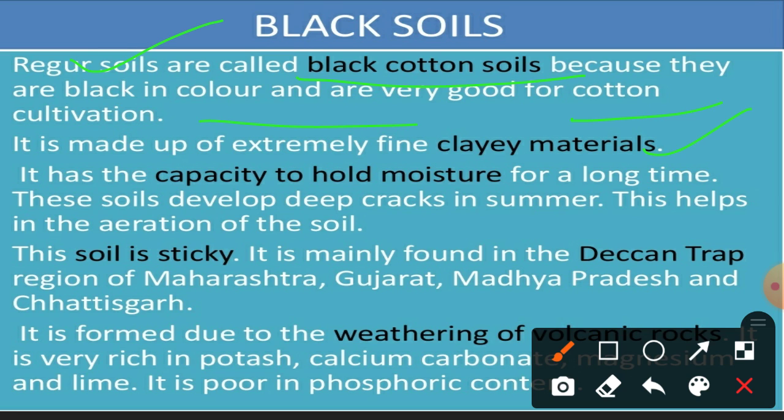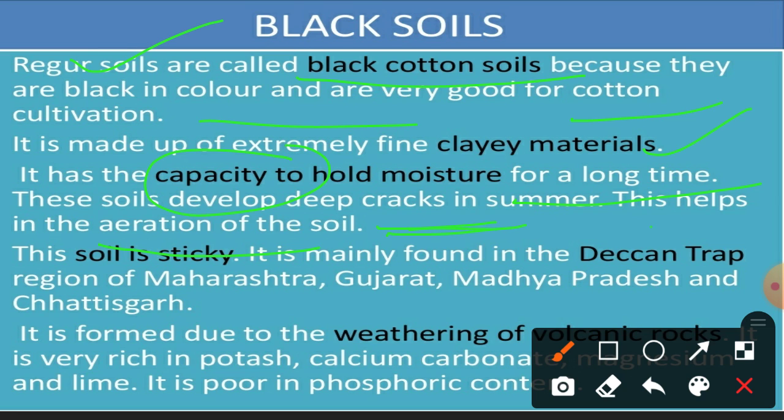So because of the clay material it holds too much moisture, means the moisture holding capacity of this black soil is very high and it can hold moisture for a very long time. These soils develop deep cracks in the summer, means when the soil becomes dry there is crack formation. So with the help of these cracks the aeration of the soil is done. So this kind of soil is also called self plow soil.